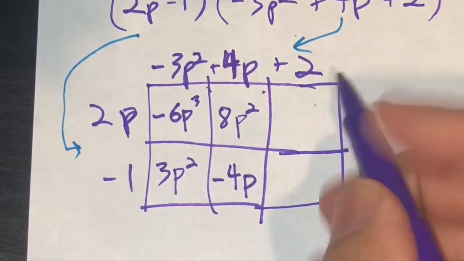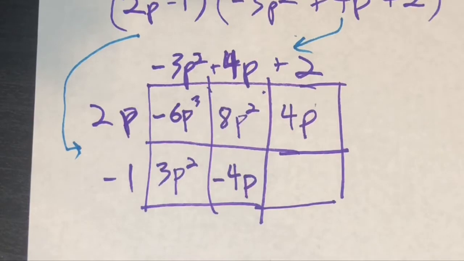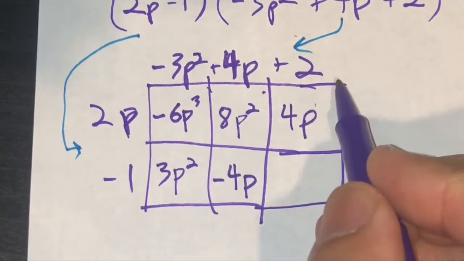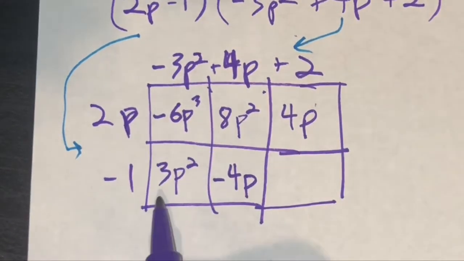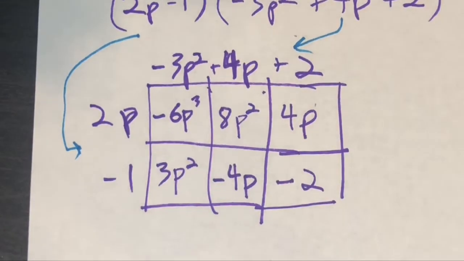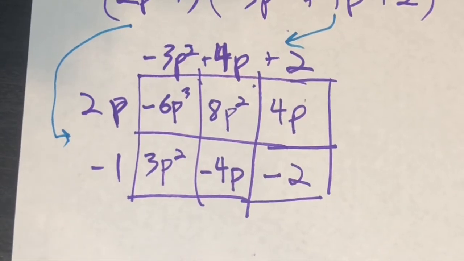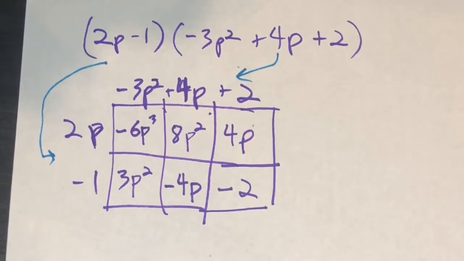2p times 2, 4, and then p times, there's only a p on one of these, so I just bring that p over. Negative 1 times 2, it's going to become a negative 2. There are no variables. Okay, so now that I have this whole thing inside the box, I'm going to pull it outside the box.